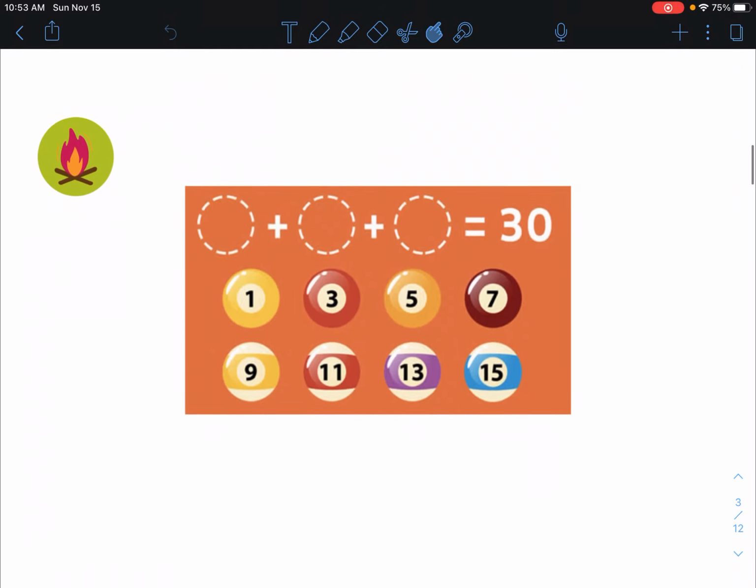Okay, to get our brains rolling here, I'd like you to take a look at this picture. Which three pool balls would add up to be 30? We'll pause here.